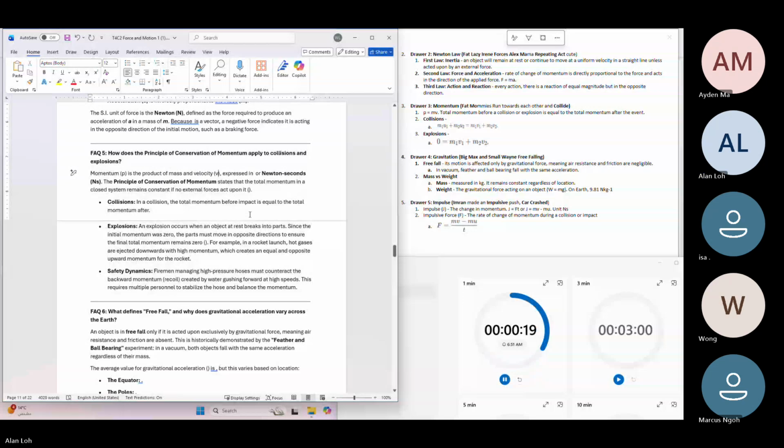Right. Question number 6. Free fall. Free fall is drawer number 4. Let's start now. 1 minute. Gravitation.